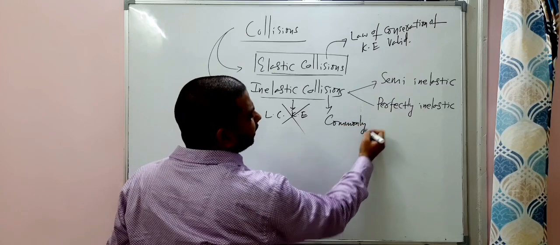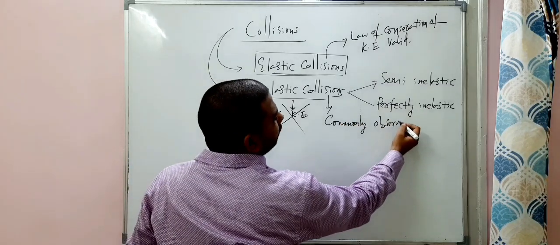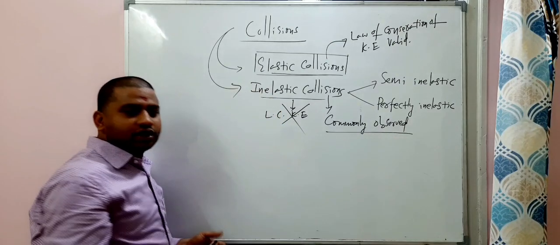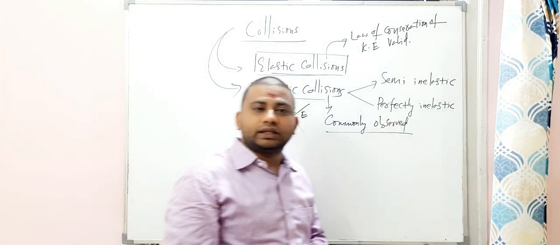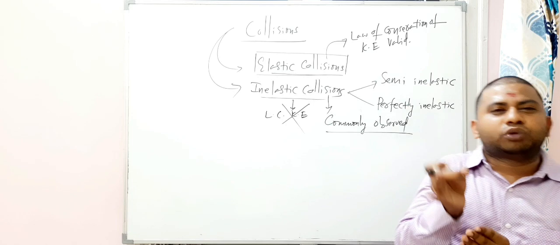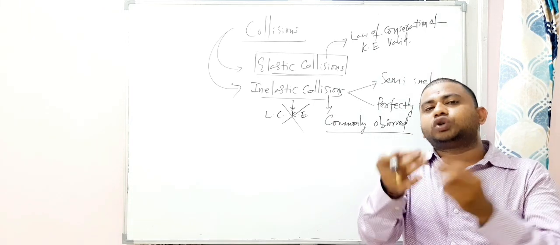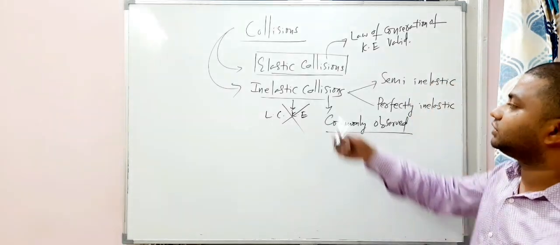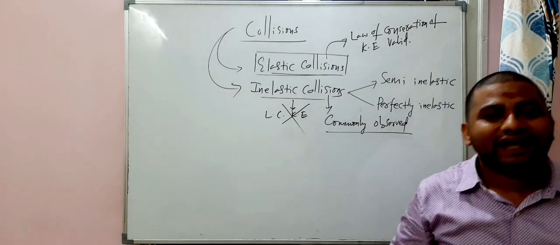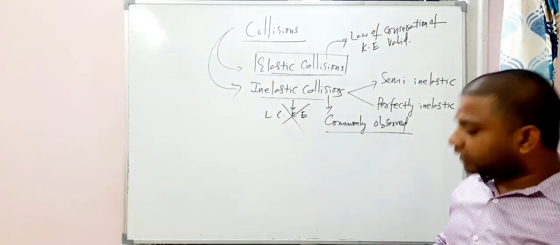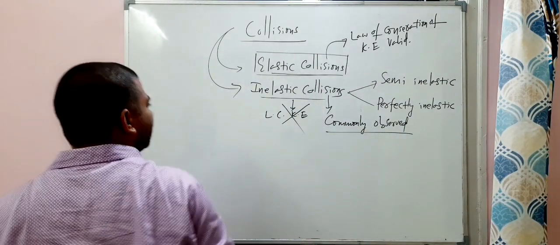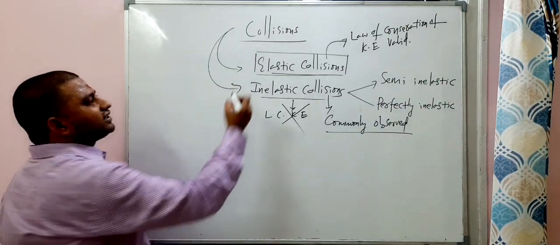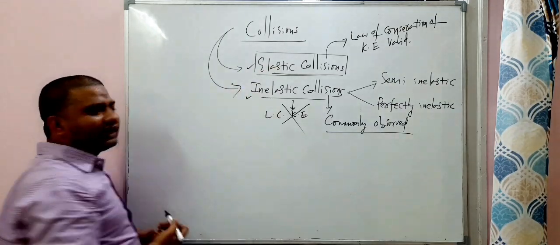Commonly observed collisions around us: two vehicles colliding, or two coins in a carom board colliding. Those are the common types of collisions we see. Those are inelastic collisions. And we are talking about one-dimensional collision. Look here: this is elastic and this is inelastic.